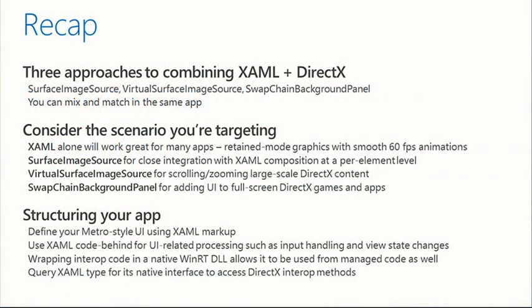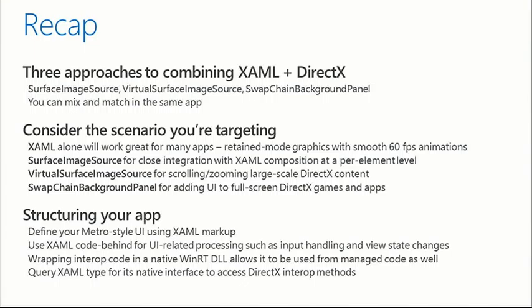So again, just to recap, we've added these 3 new approaches to combine XAML and DirectX in your applications: surface image source, the virtualizing version, and then the swap chain background panel. And just to point out as well, you can totally mix and match these. If you have a swap chain background panel, with this one you can only have one per app because it's always in the background. You can then have surface image source backed content inside the XAML overlays that go on top of that. So you can use all of these approaches.